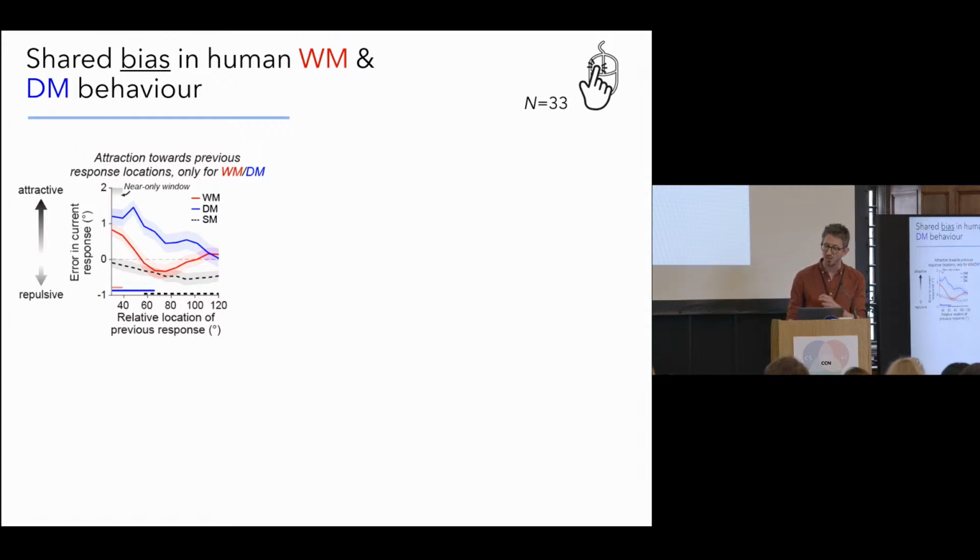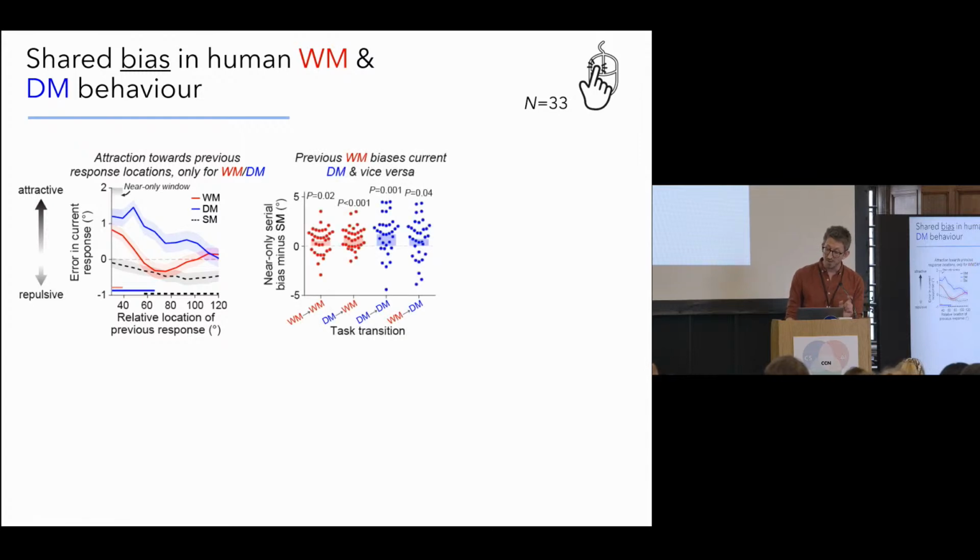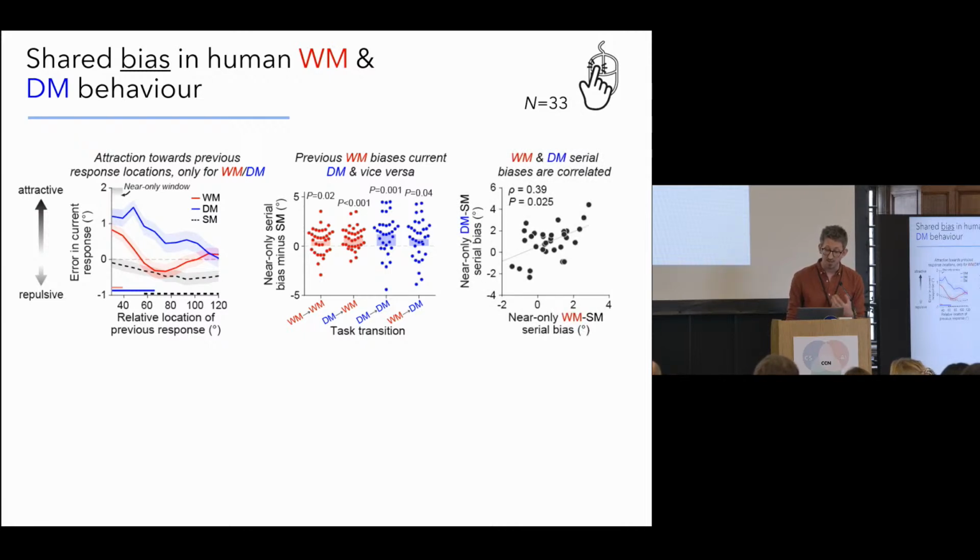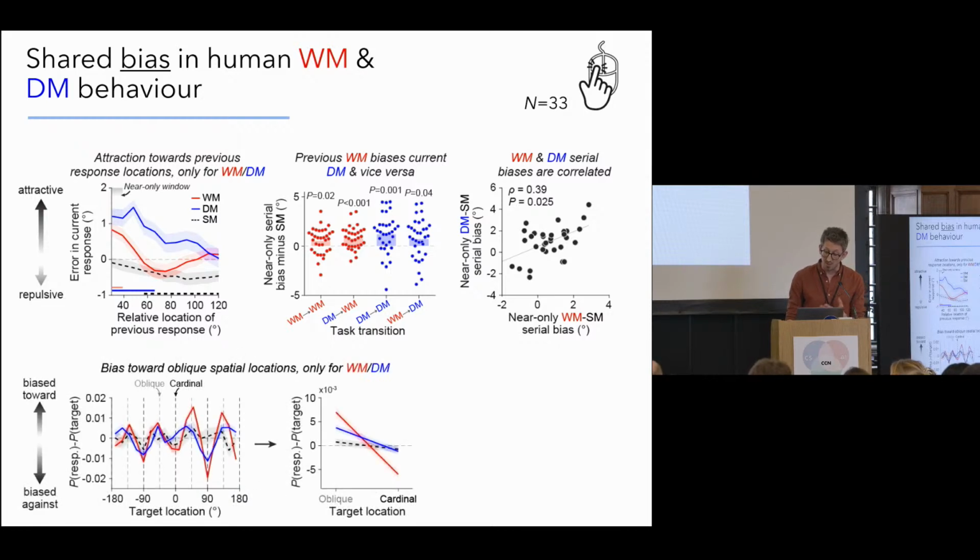It's a bias that really seems to originate within the putatively shared memory and integration circuit rather than being sensory or motor in origin. We also found that this bias was present across all 4 task transition types, such that previous memories biased current decisions and vice versa. And we found that its magnitude in each context was correlated across individuals, both findings that are consistent with a common source in a shared circuit for both functions. Along similar lines, we also isolated a general bias in our data toward particular spatial locations and away from others, and this is specifically toward oblique and away from cardinal angles.